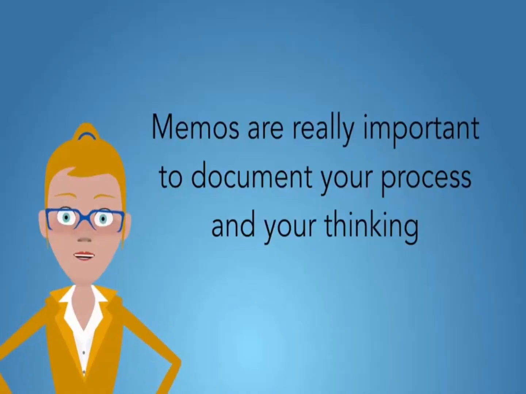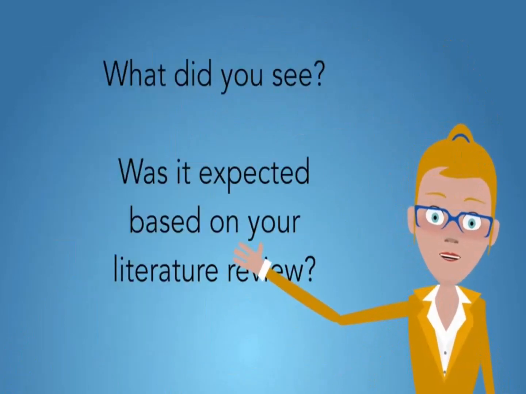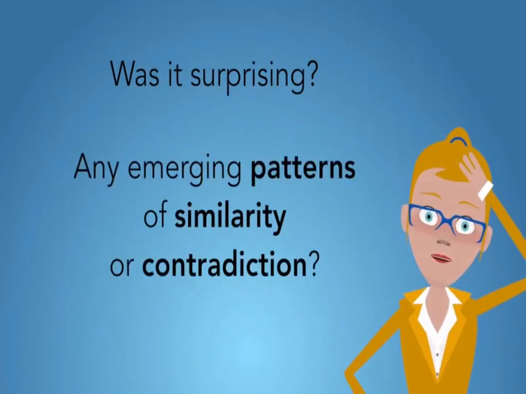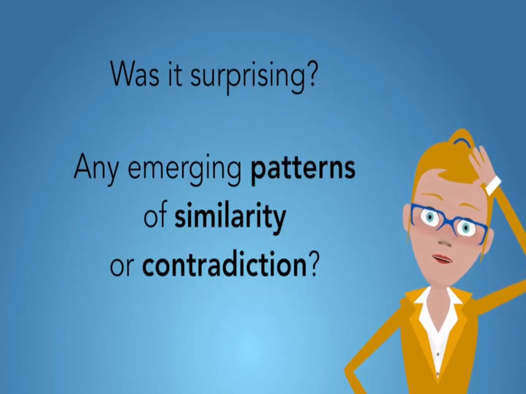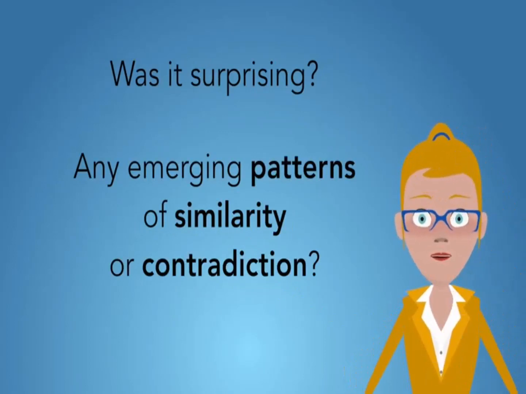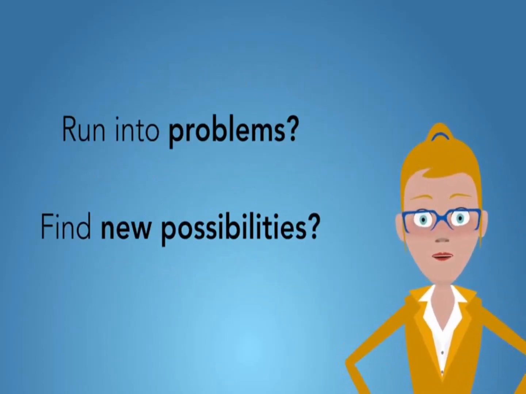A memo is really important because a memo will help remind you along the process about what did I write about today? What struck me today? Did I notice something that I expected to see, that I expected to learn based on my literature review? Or did I learn something totally new? What patterns are emerging that I'm noticing when I'm coding? What contradictions are emerging that I'm noticing as I'm coding? And what possibilities or problems am I encountering as I'm doing this?